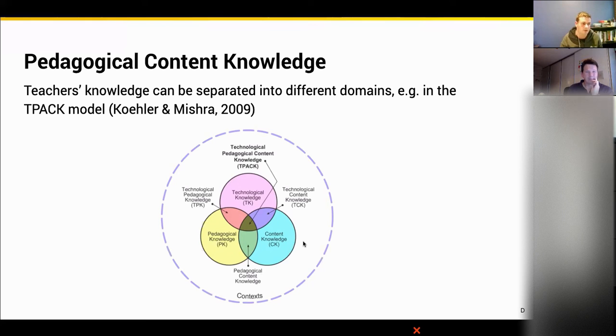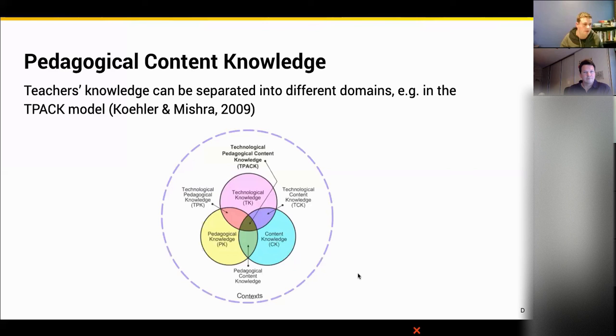So with the TPACK model, we're looking at the intersections of these different domains of knowledge, and in particular, we'll emphasize pedagogical content knowledge. That's the understanding of how to teach content in specific subjects. So when we're talking about digital technologies pedagogical content knowledge, we're talking about strategies to teach content from that learning area. So that's important to note.